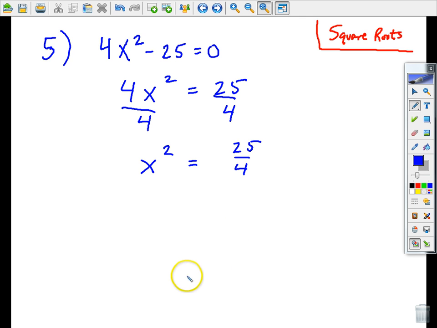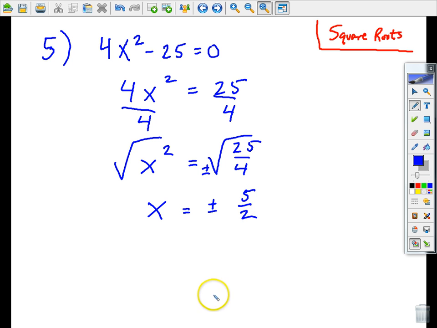Caitlin, what would you do next? You would find the square root. Square root of both sides. And don't forget plus minus. So what is the square root of the fraction 25 fourths? Emma? 5 halves. You just do the square root of both numbers, and we're done.